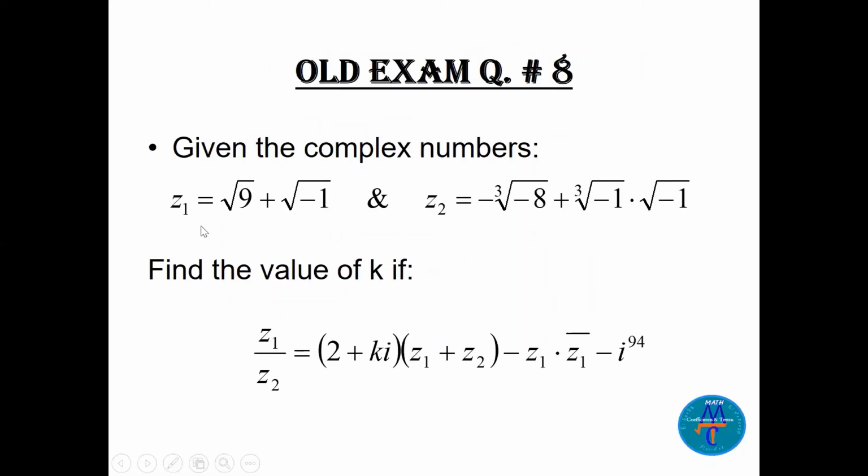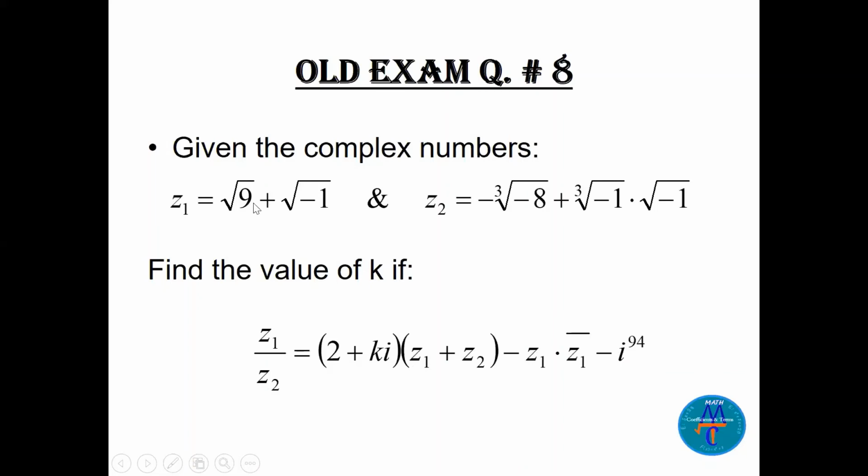Now here we have z1, z2. z1 is not simplified, z2 is not simplified. After that, you have to simplify first z1, z2. Now find k if z1 over z2 is equal to this. You have to make an equation here to find this k. And there is also i to the power 94.